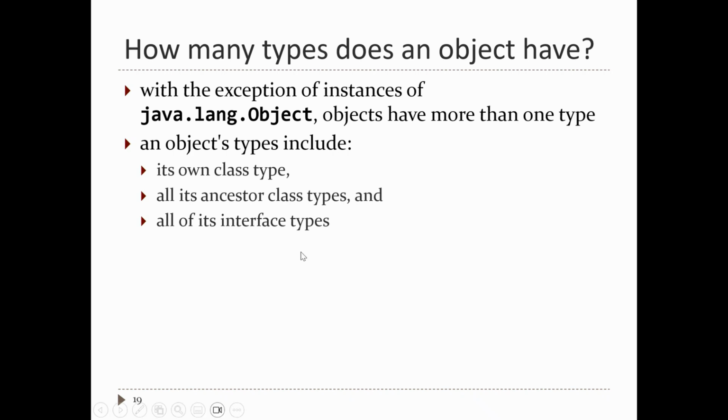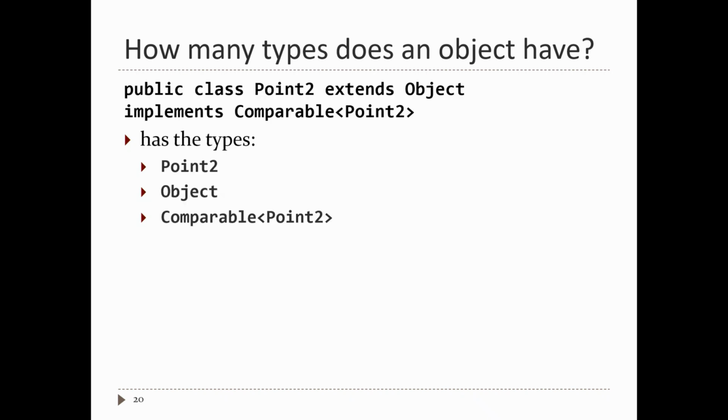It actually has more. You also get all of the interface types. And this includes the interfaces that the superclass implements. So we implemented Comparable for Counter. And so that means a stopping counter is also a Comparable. So that's one of its types as well. So here's our Point2 class. Remember, in Point2, we implemented Comparable, so we implemented an interface. We didn't say it, but Point2 does extend Object. So Point2 has 3 types. Point2 itself, Object, and Comparable<Point2>. So those are all the types that a Point2 object has.